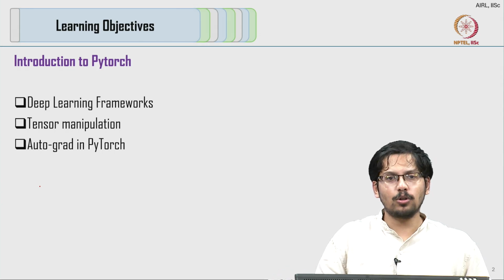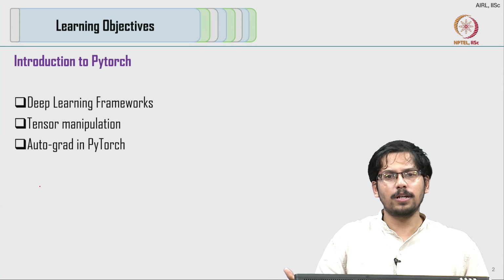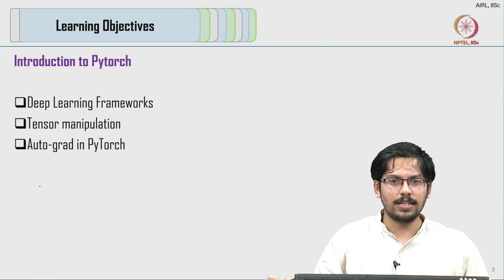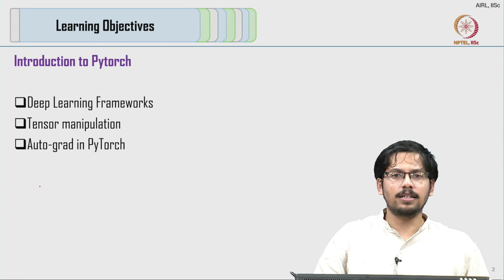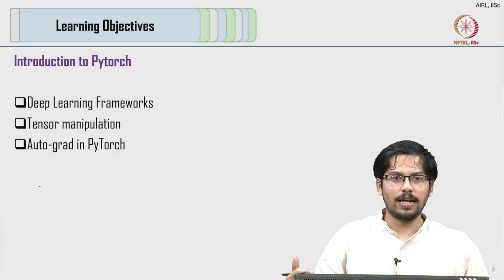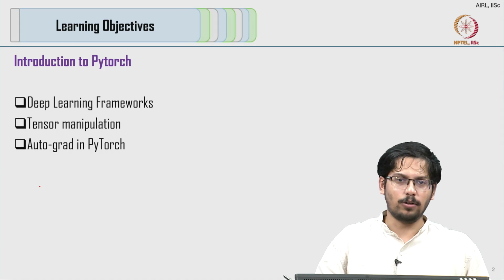Autograd is something that takes care of this functionality in PyTorch, and we'll go over one example where we'll see the functionality of Autograd. And in the next tutorial, we will focus on defining a model, training it on a particular data set, and again observing the functionality of Autograd, which is available in PyTorch.